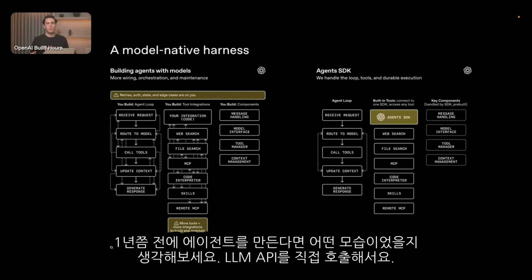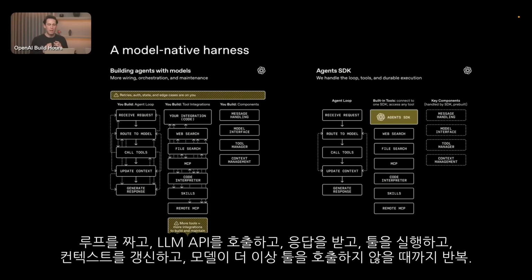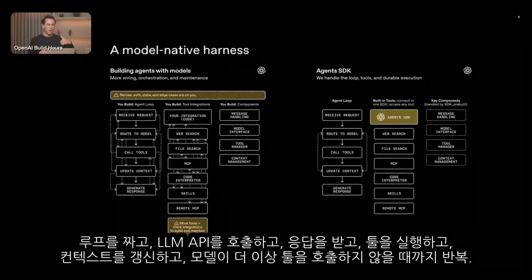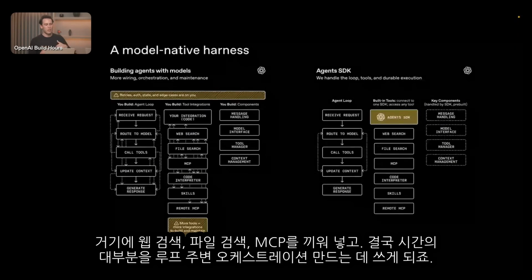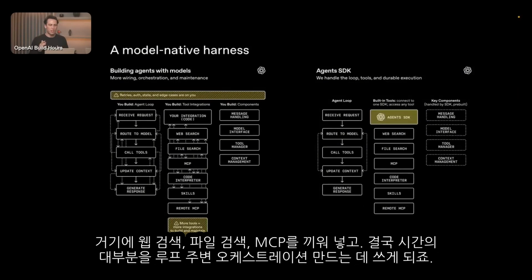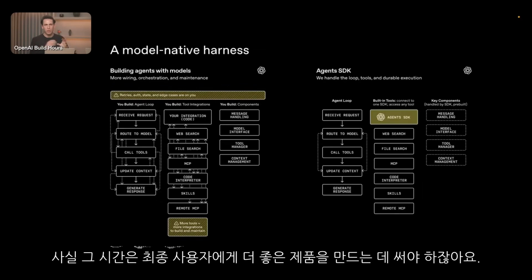So if we think about what building an agent might have looked like a year and a half ago, where you're just using an LLM API directly, you would have done something like, you set up a loop, you make a request to an LLM API, you get some stuff back, maybe you get a tool, you execute that tool, you update the context, and then you repeat until the model is no longer calling any tools. You might be layering in stuff in addition to that, like web search, file search, MCP, spending most of your time building this orchestration layer around this loop, where actually you should be spending most of the time building stuff into your product that makes it much better for your end users.